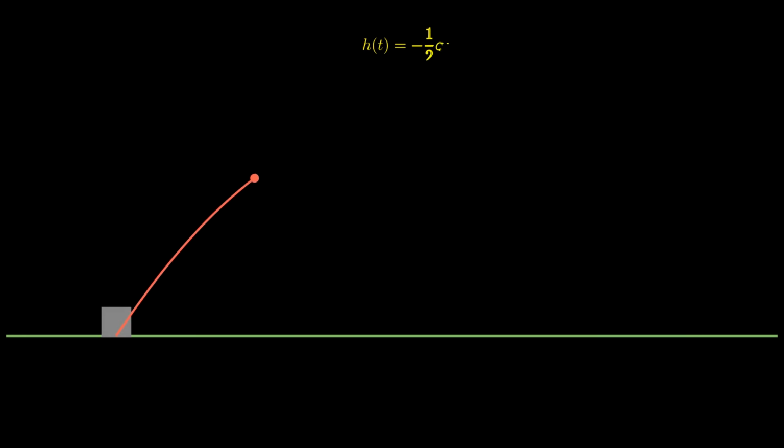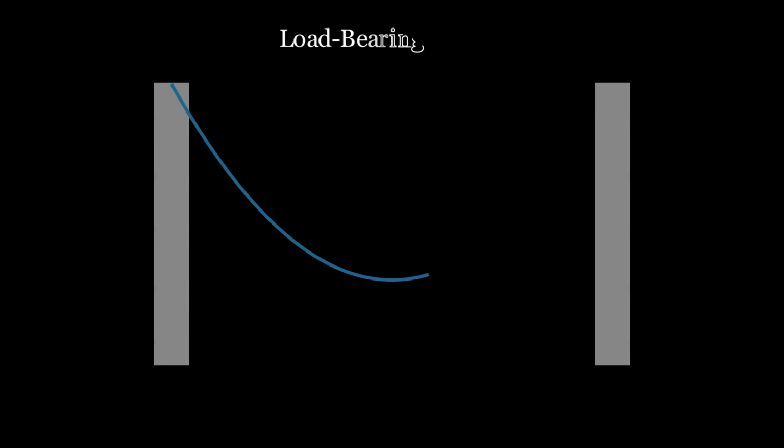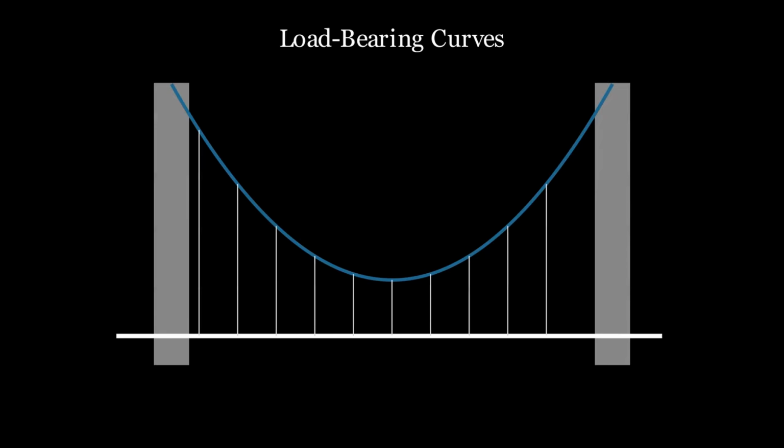If a projectile is launched with a specific velocity and angle, the quadratic formula determines exactly when and where it will return to ground level. It is also used in structural engineering to calculate the load-bearing curves of suspension bridge cables, ensuring the materials can withstand the tension required to hold the bridge deck.